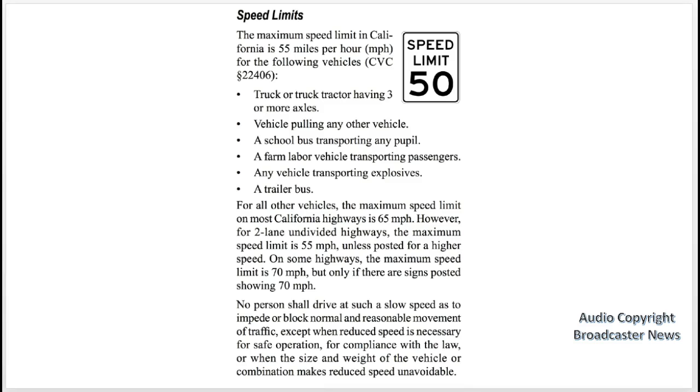For all other vehicles, the maximum speed limit on most California highways is 65 miles per hour. However, for 2-lane undivided highways, the maximum speed limit is 55 miles per hour, unless posted for a higher speed. On some highways, the maximum speed limit is 70 miles per hour, but only if there are signs posted showing 70 miles per hour. No person shall drive at such a slow speed as to impede or block normal and reasonable movement of traffic, except when reduced speed is necessary for safe operation, for compliance with the law, or when the size or weight of the vehicle or combination makes reduced speed unavoidable.